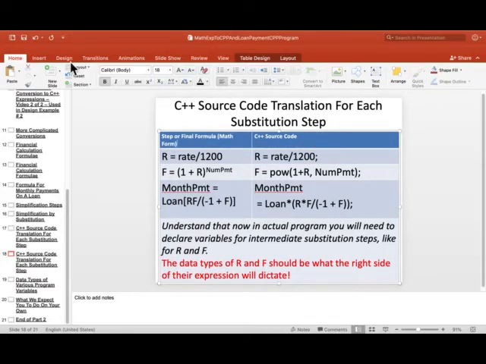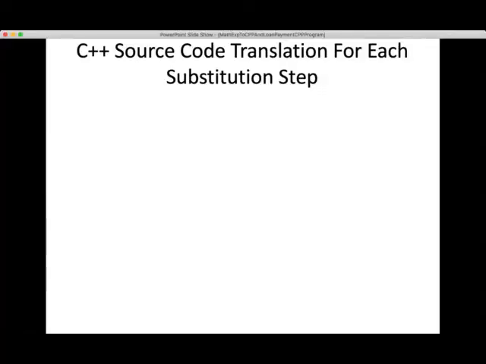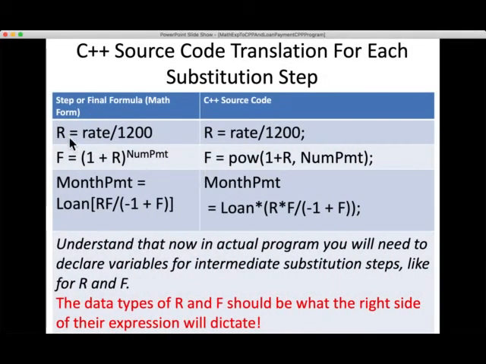And then the C++ form here. Okay, so I have the math form R equals rate divided by 1200. That doesn't change in C++ because the divide operator is accepted as is, so it remains the same, except in source code we'll just have a semicolon. But this one needs transformation.